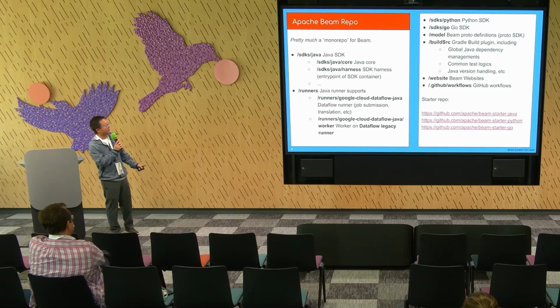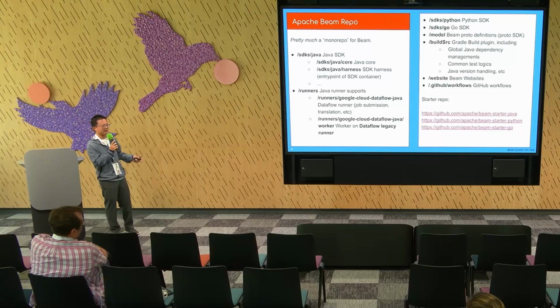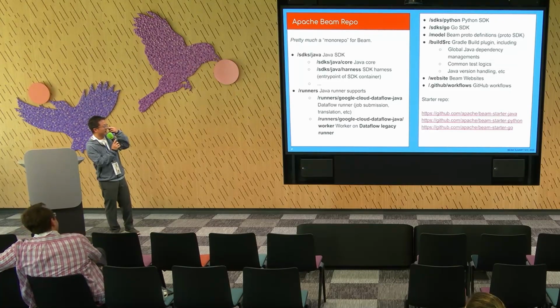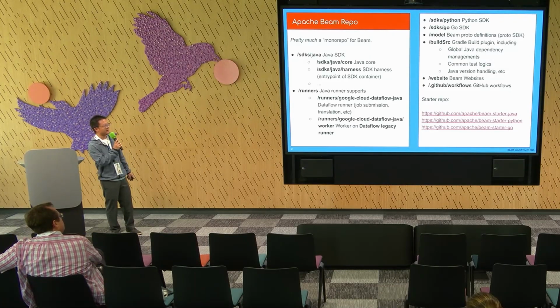And we also have sdks/python, which is everything. The Python SDK is a single PyPI package, which is different from Java, where we publish many different artifacts to Maven Central. The Go SDK, in sdks/go, is also a single package, I think.